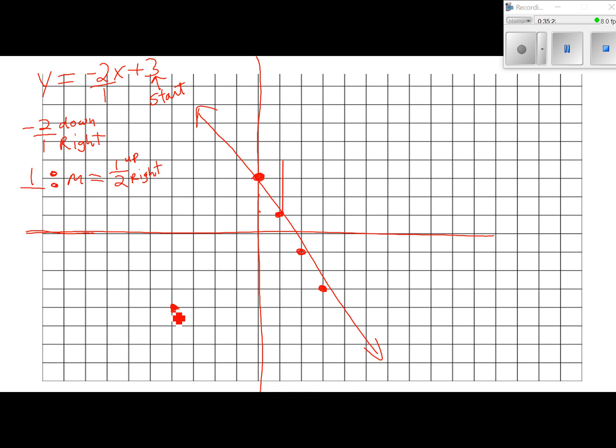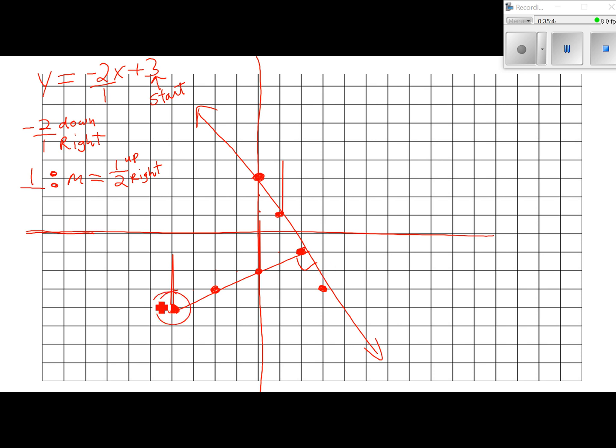So I'm going to go from this point up 1 to the right 2. Did I make it to the line yet? So I keep going. Up 1 to the right 2. Did I make it to the line now? Yeah. So I'm right there.